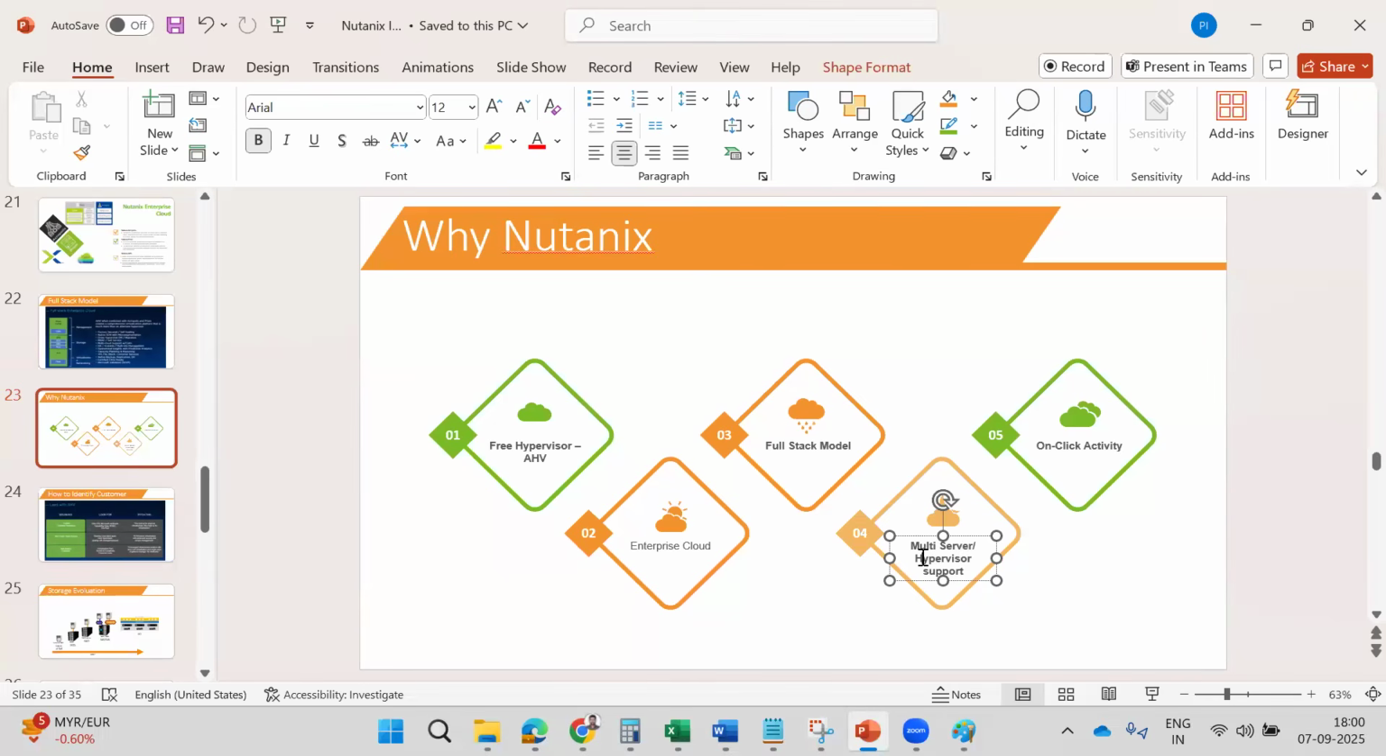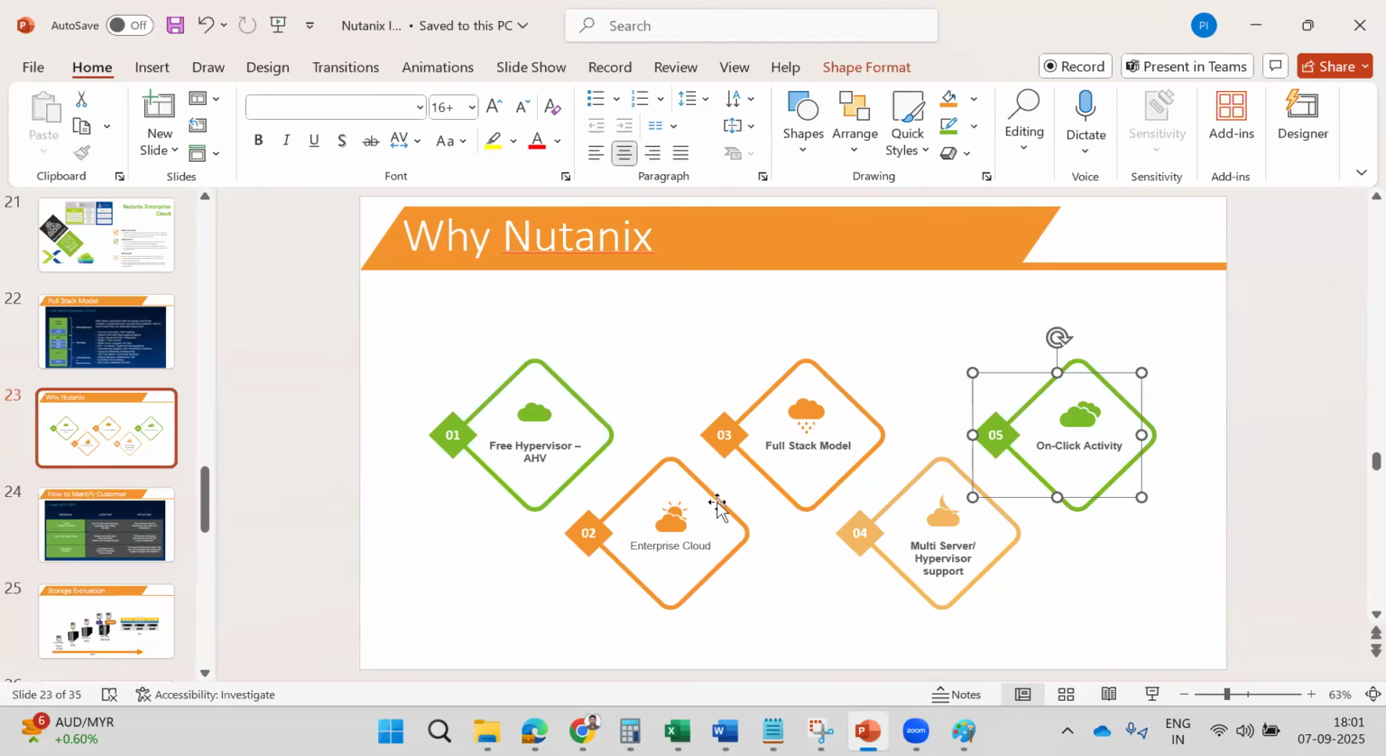We also support multiple hypervisors like ESXi, Microsoft Hyper-V, and Nutanix AHV hypervisor. So we are not forcing you to choose any hypervisor or server. It's your choice. You can decide. And finally, we have one-click activity, so a lot of maintenance things I can do so easily. This makes the system administrator's life so easy in terms of logs, viewing the task manager, and upgrading the environment. Everything is so easy in Nutanix.